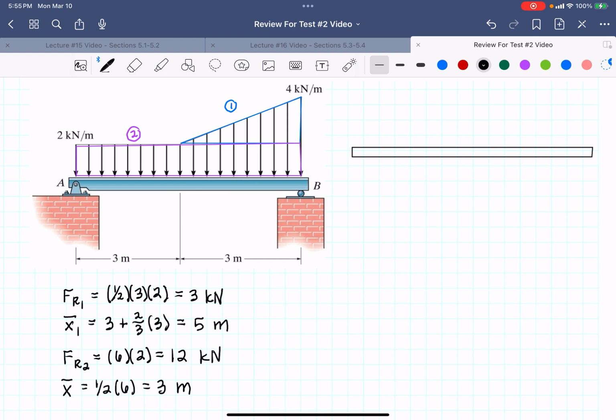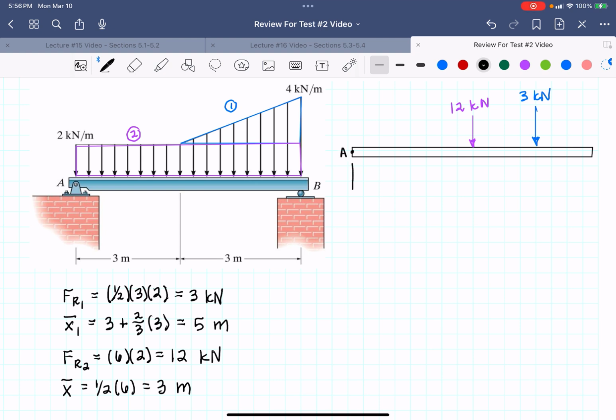So now I'm going to put that on a free body diagram so we understand everything that we've brought in. Somewhere around here, we're going to have this 3 kilonewton force. And then we are going to have the 12 kilonewton force somewhere around the middle, about here. So that's going to be our 12 kilonewton. And we've got our point A over here on the left.